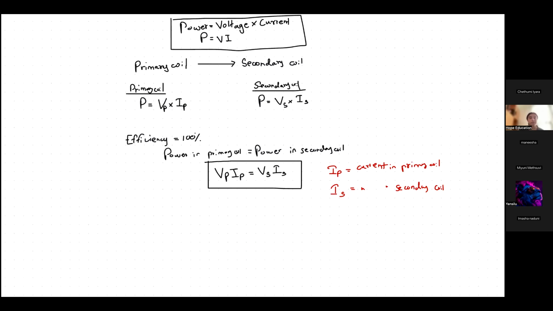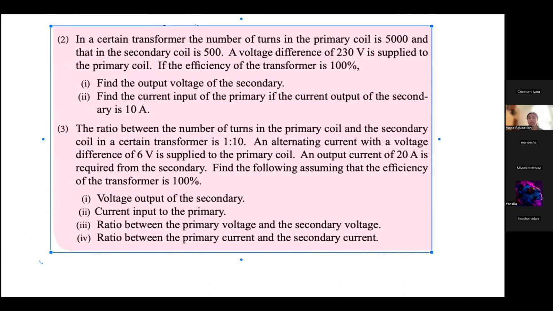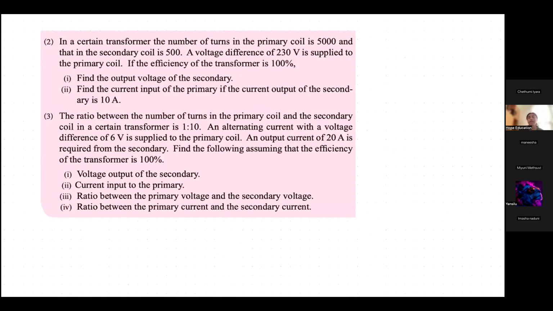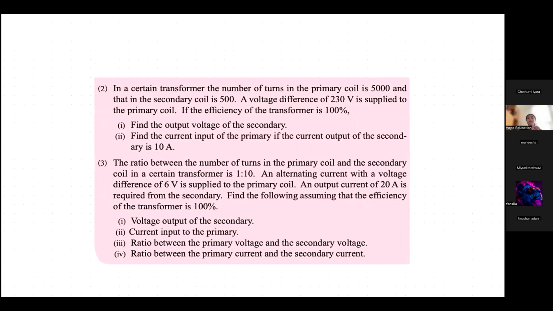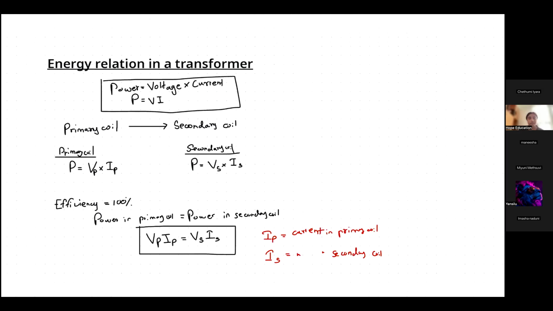Try to do these two, because questions do come from this. The equation P equals VI. The equations we learned in this lesson: Np over Ns equals Vp over Vs, right? Then we learned P equals VI, and according to that we learned Vp Ip equals Vs Is. Okay, so we need all of that for this lesson. Before we start the questions, I remembered one more small thing to tell you.